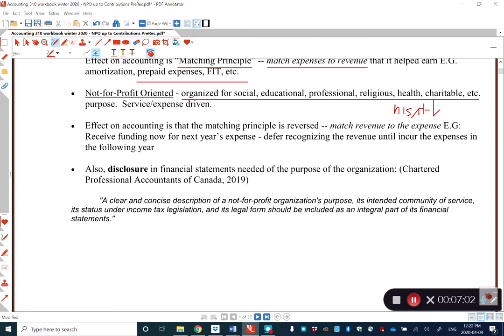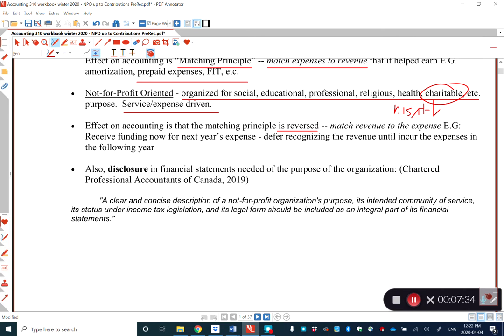Charitable organizations, etc. Most of you can probably think of a number of examples of charitable organizations that you would have donated to, or worked for, or been involved with in some capacity. So these enterprises are more service driven. They're driven by expenses. They're providing a service, and the expenses that are incurred are generally going to drive the accounting. So the matching principle is effectively reversed for a not-for-profit organization.